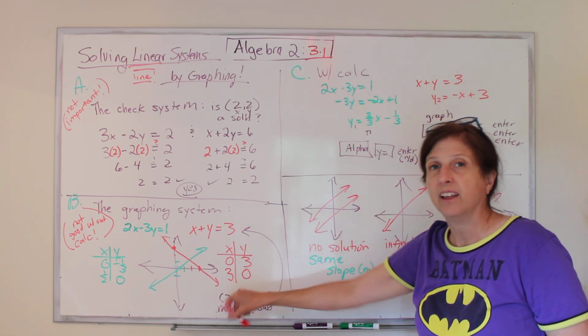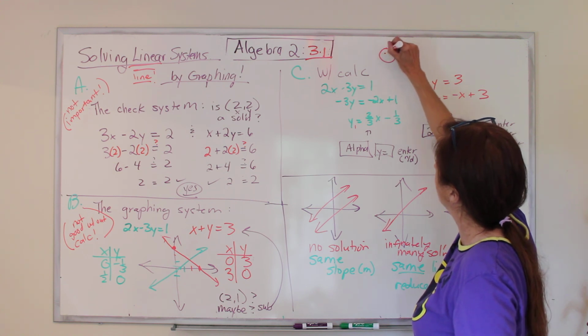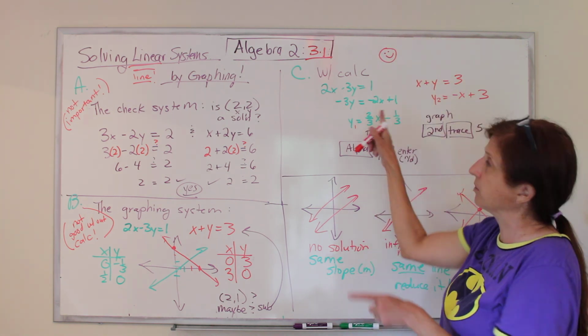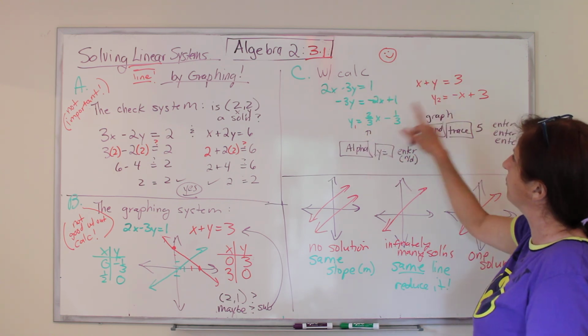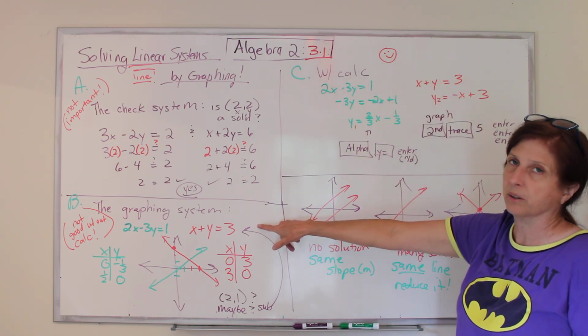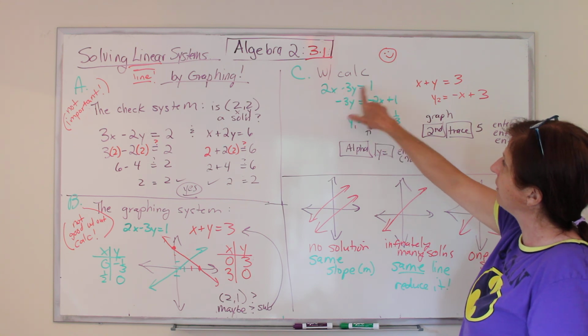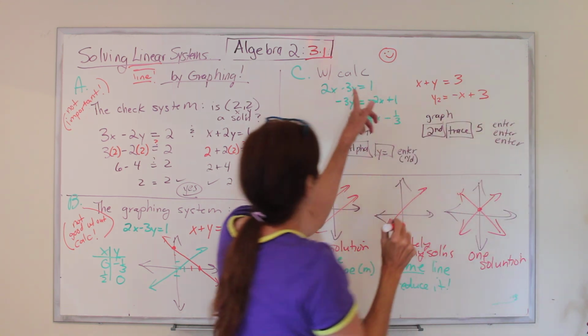So this is the good one. It gets the smiley face. And this is what I want you to know how to do. To use your calculator, though, you have to solve both of them for y. So I'm going to do this one with the calculator. First I have to get y by itself. Y is not alone.